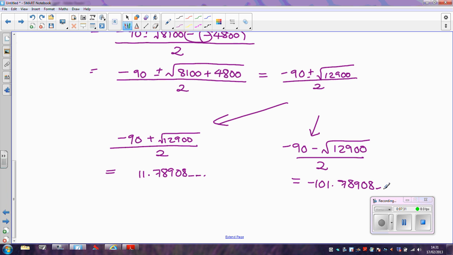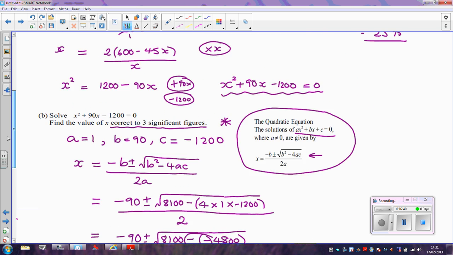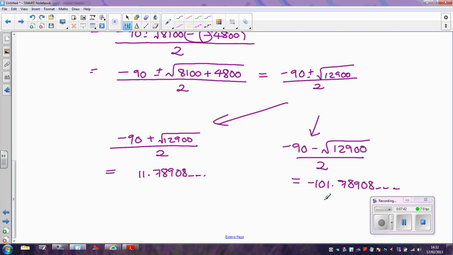This one comes out as minus 101.78908. Now, if we look at those 2 possible solutions, remember what we're asked to find here is her profit. Okay, and she can't possibly make a profit of minus 101, so we can just reject that solution. Her profit must be this answer, and we're going to be rounding to 3 significant figures. In this case, 11.8. So x is equal to 11.8.